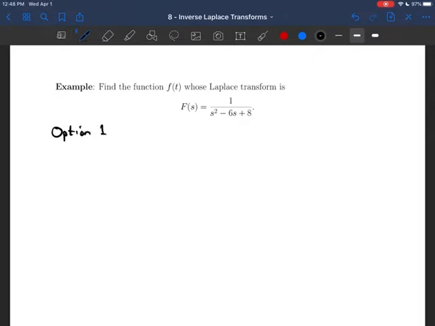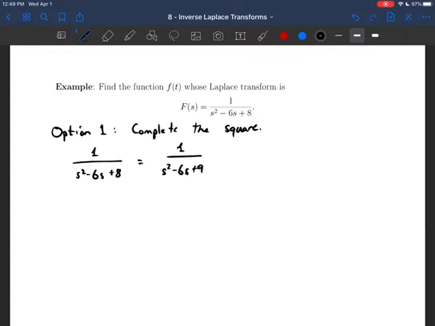Basically, we have a couple of options here. Let's try option 1, which is completing the square. So what do we do in this case? Well, just like before, we have 1 over s squared minus 6s plus 8. That's equal to 1 over s squared minus 6s plus 9 plus 8 minus 9. So 1 over (s minus 3) squared minus 1.